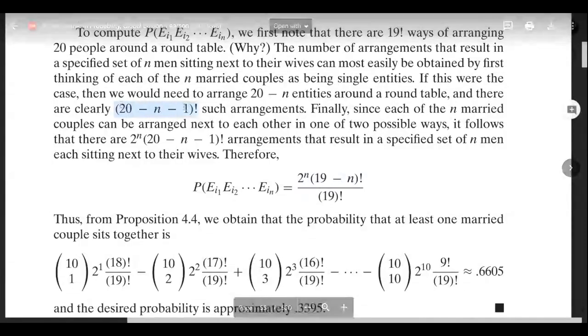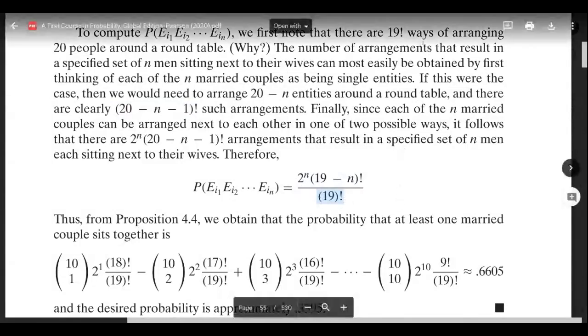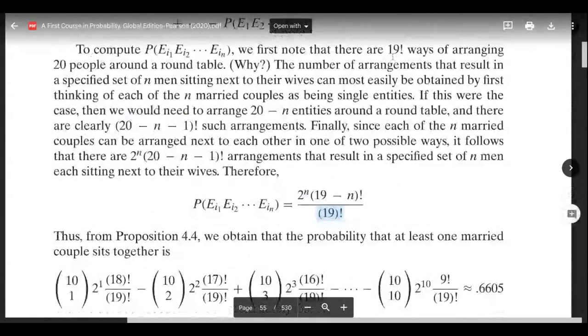19 minus n factorial get from here. 20 minus n minus 1. And then divided by 19 factorial, because there are 19 factorial ways of arranging 20 people around a round table.